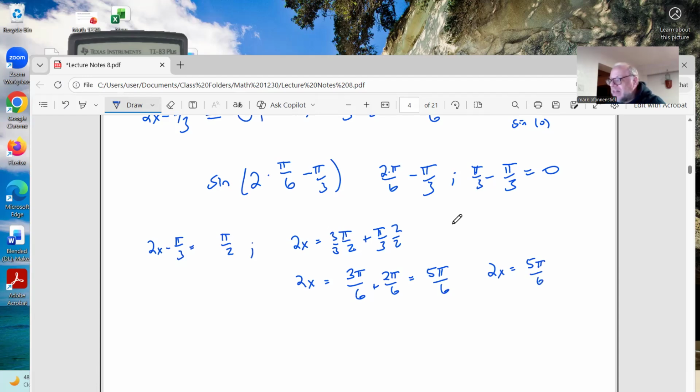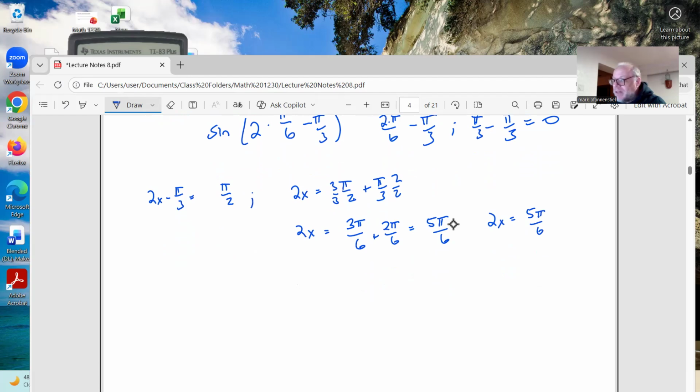And I've got one more thing to do: divide both sides by 2. So that's going to be x equals 5 pi times a half, right? That's going to cancel that, times a half.